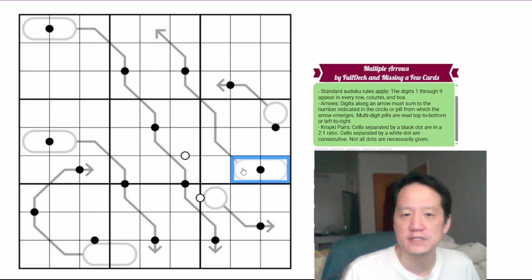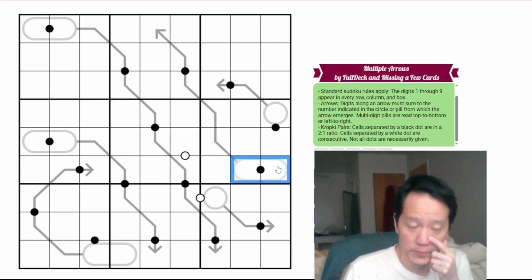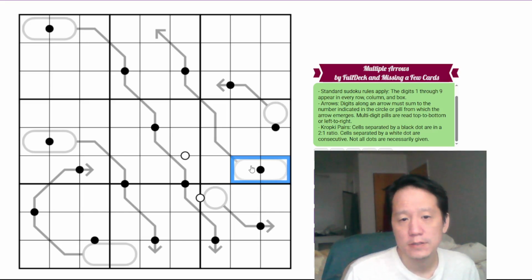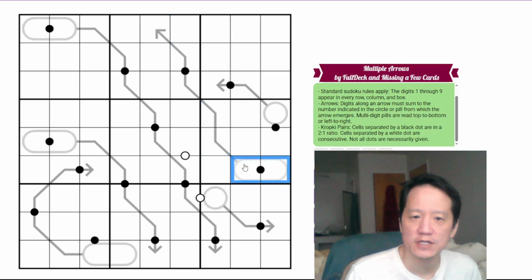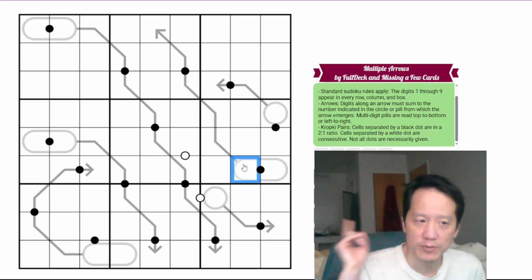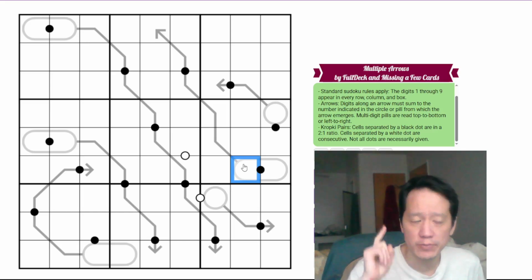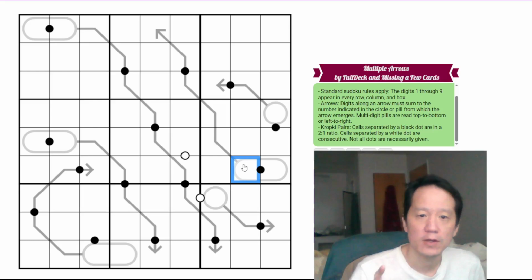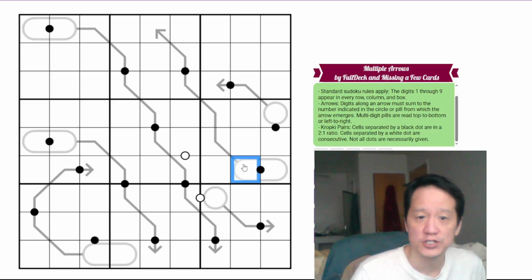So that means that this is essentially the sum of all these digits, and they're read from left to right, which means the leftmost digit of a pill for a two-cell pill is the tens part of the sum, and the rightmost digit of a two-cell pill is the ones digit of a sum.